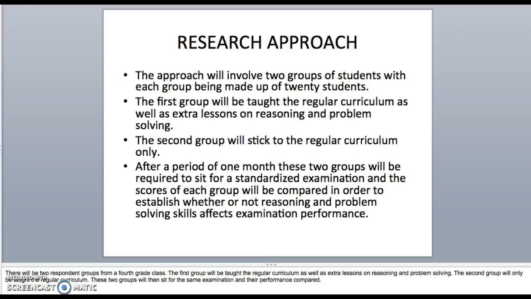The approach will involve two groups of students, with each group being made up of 20 students. The first group will be taught the regular curriculum as well as extra lessons on reasoning and problem solving. The second group will stick to the regular curriculum only. After a period of 1 month, these two groups will then be required to sit for a standardized examination, and the scores of each group will be compared in order to establish whether or not reasoning and problem-solving skills affect examination performance.